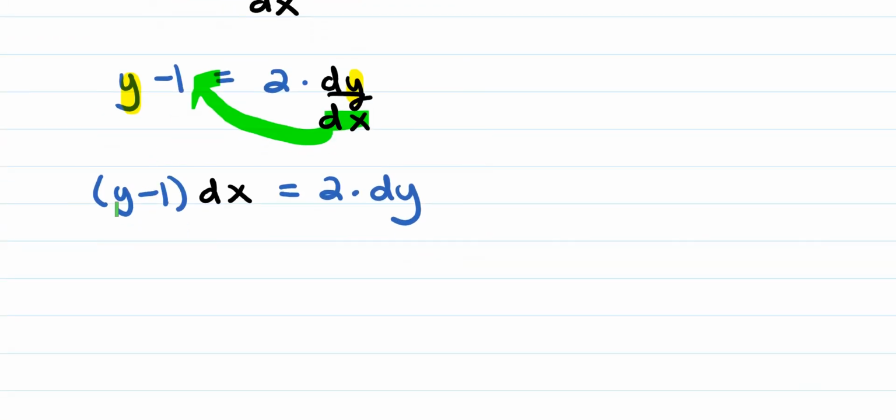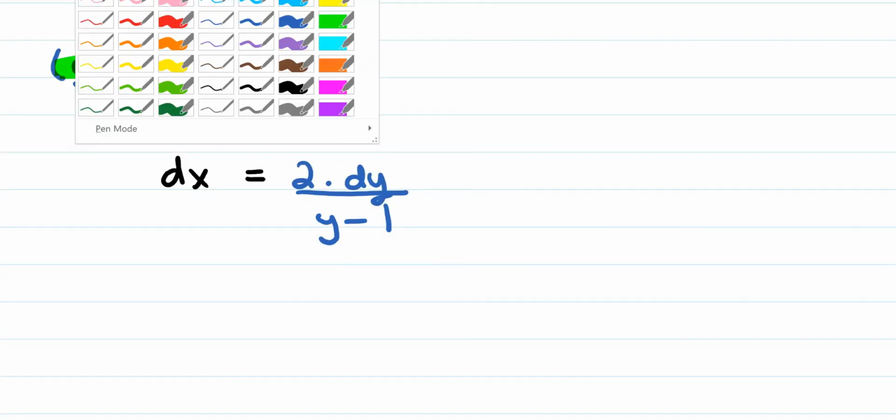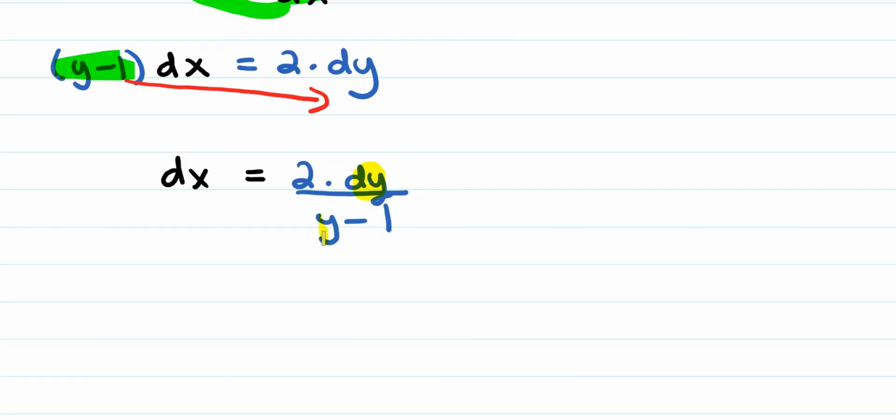After that, let me just highlight the y minus 1 here, and I can move that to the right-hand side by dividing. So now I have dx equals 2 times dy divided by y minus 1. Right now it's not really organized, but the y's are definitely on the same side. The y's are on the right-hand side and the x's are on the left-hand side. So all the variables are organized in a way where I can take the antiderivative.